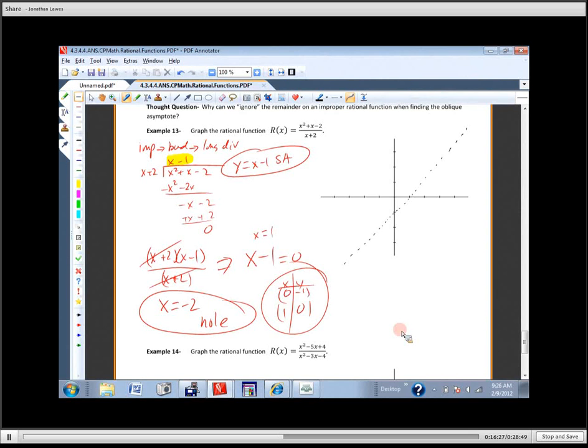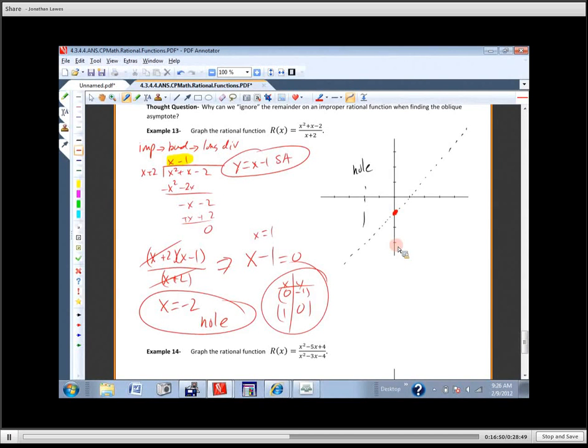Let's see, it's got a hole at -2. So we're going to have a hole. And let's see, it crosses at 0, -1. So let's put that on the graph, 0, -1. Now, is it okay that that's on the slanted asymptote? Yeah, it just can't be on a vertical asymptote.